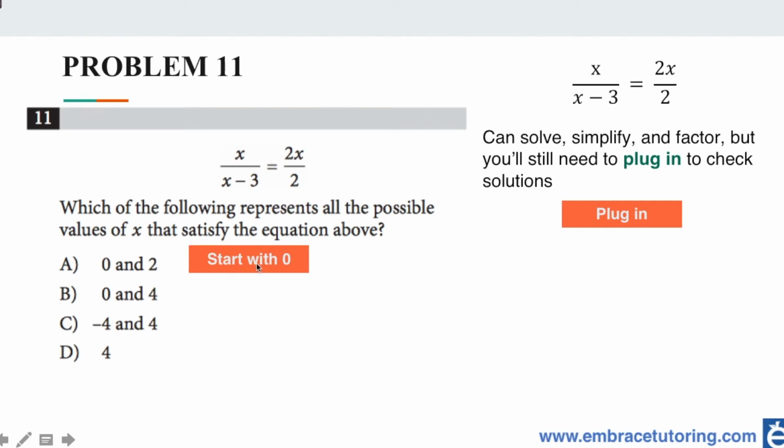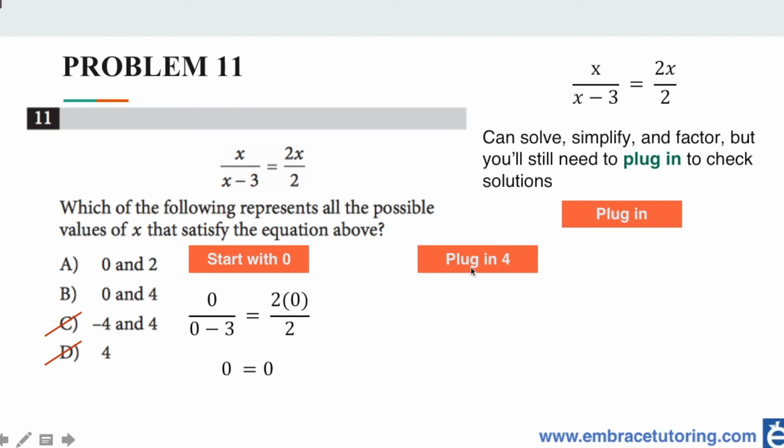So if I start with 0, because 0 is generally always the easiest, then I'll get 0 over 0 minus 3. Once again, I'm plugging these things in for x, right? So 0 over 0 minus 3 equals 2 times 0 over 2. I'll then get 0 equals 0, so that does work. And because of the fact that this does work, C and D will now cancel.